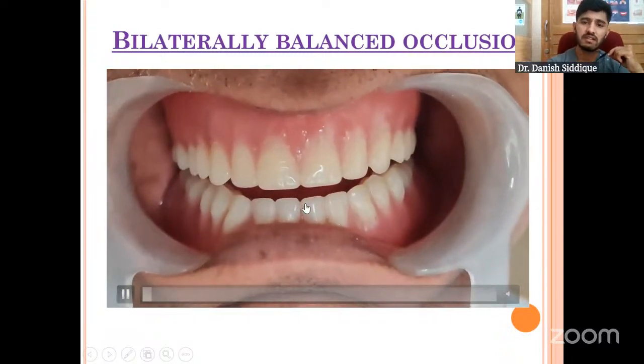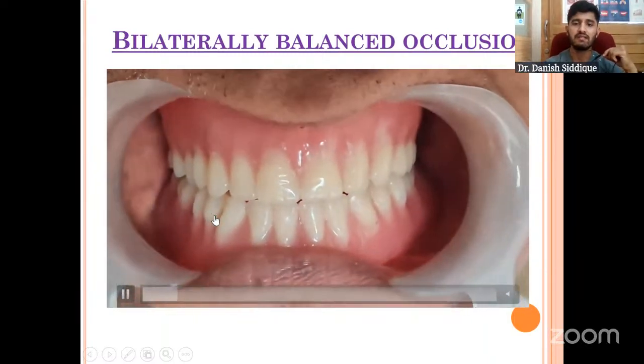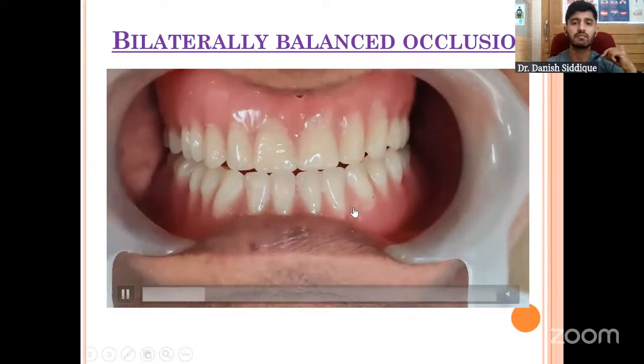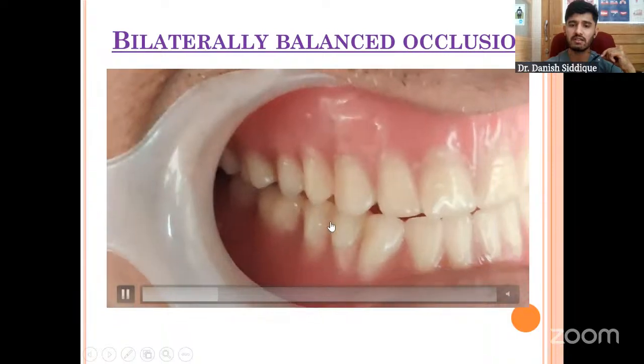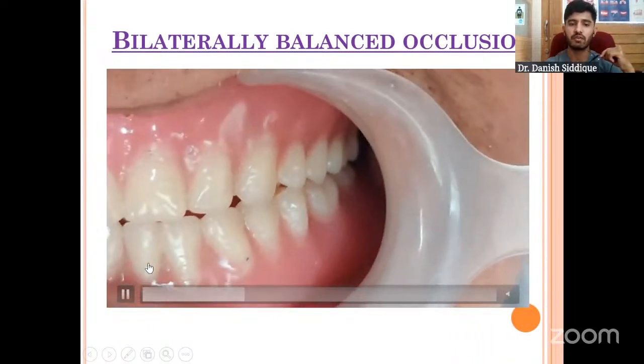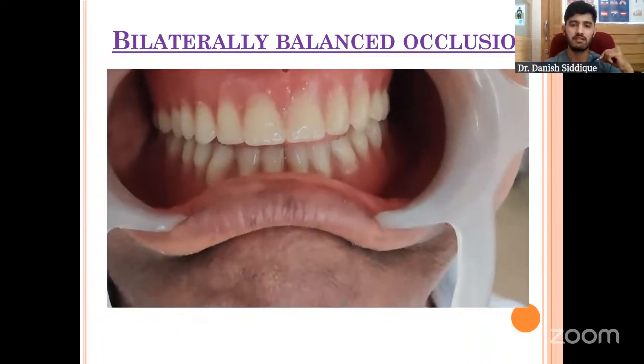When a patient is biting in centric, there is proper occlusion as you see on both sides. As the patient brings the jaw into protrusion, as we are seeing here, there is a bilateral simultaneous contact on both the right and the left side in the protrusion movement. So this is what bilateral balanced occlusion means.